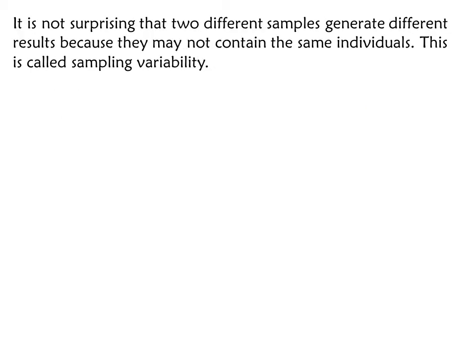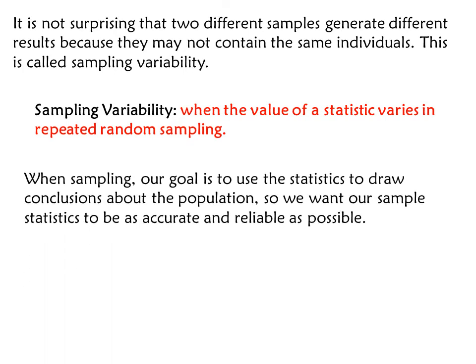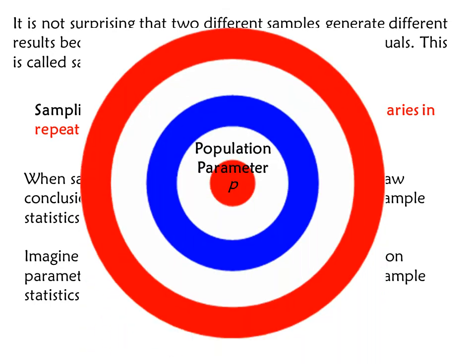It's not surprising that two different samples generate different results because they may not contain the same individuals. This is called sampling variability, when the value of a statistic varies in repeated random sampling. When sampling, our goal is to use the statistics to draw conclusions about the population, so we want our sample statistics to be as accurate and reliable as possible. So imagine the bullseye below on your paper represents the population parameter, and the arrows fired at the target as the sample statistics.